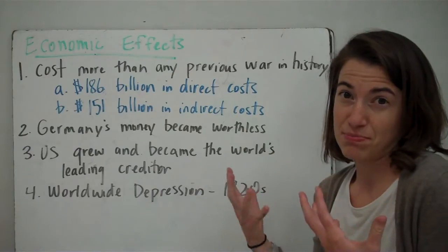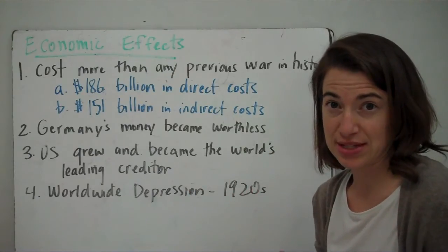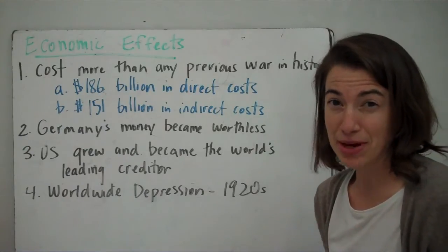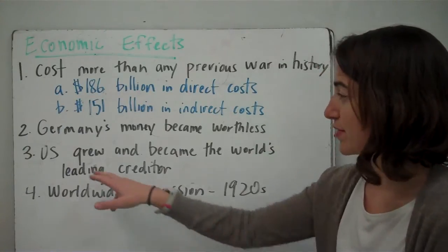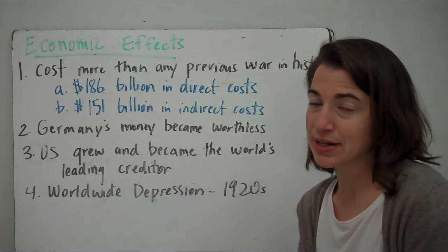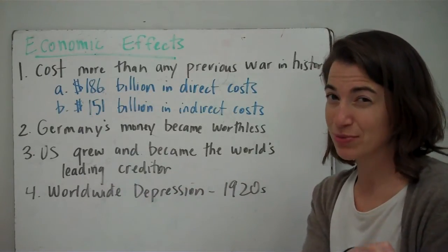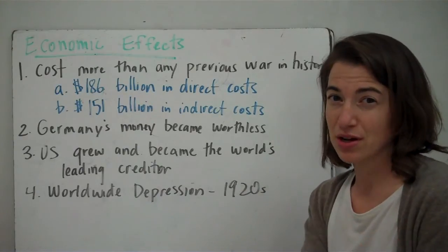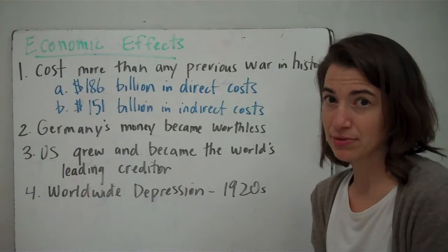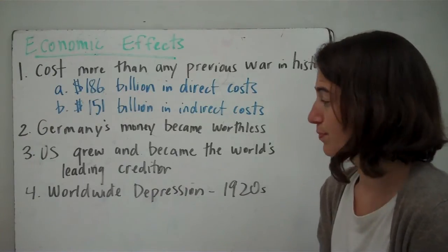Europe was destroyed, so they were looking to the U.S. to help out building things and supporting them, giving them money to help them rebuild stuff. So the U.S. grew and became the world's leading creditor. So if someone needed to borrow money, the U.S. had it because the war wasn't on our territory, so we weren't really destroyed, so we could help them out. We had the resources to help out the rest of the world.